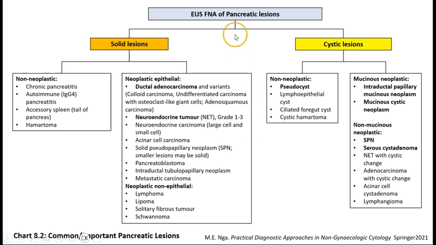So in summary, we have looked at the differential diagnosis of solid lesions and cystic lesions. Most of them are quite different, except in the context of neuroendocrine tumors, which can be solid or cystic. And solid pseudopapillary neoplasms, when they are small, tend to be more solid. However, when they are larger, they tend to have areas of cystic degeneration.